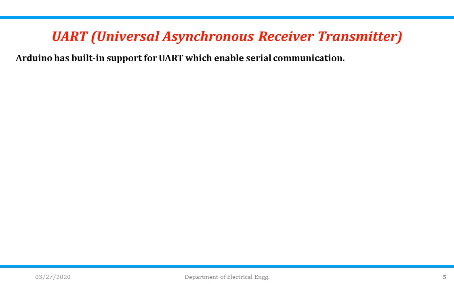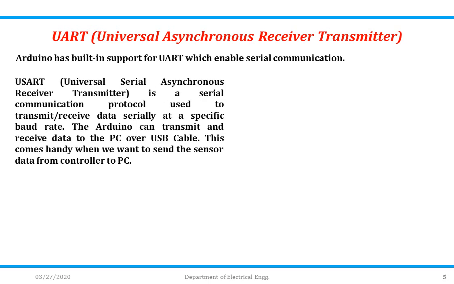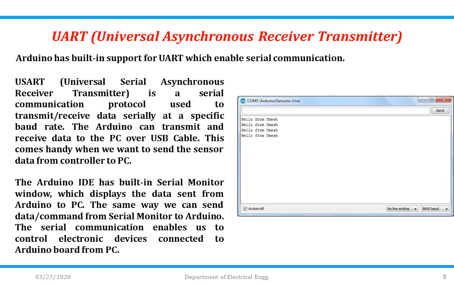Arduino has built-in support for UART which enables a serial communication. Let's take the example that when I press a 5 from a keyboard, my LED should glow connected to the digital pin of Arduino. How is it possible? There is no keyboard on the Arduino. So how to do it? By using serial communication. UART, that is Universal Asynchronous Receiver Transmitter, is a serial communication protocol that can be used to transmit or receive a data serially at a specific baud rate. Let's discuss baud rate in the next slide.